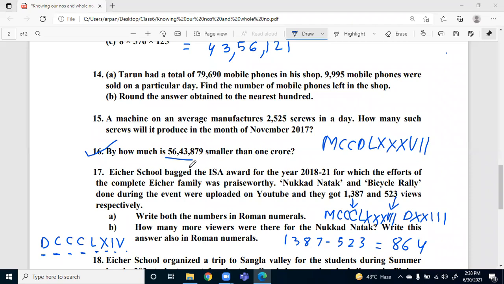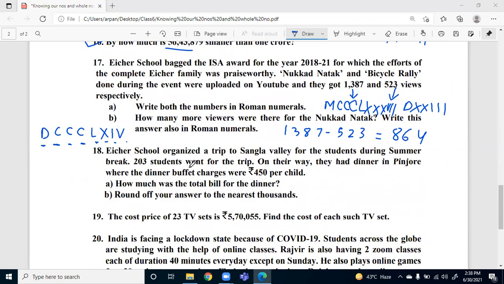Okay, so let's get ready. No hurry for question number 18. I am reading. Please lower your hand, then raise it up if you know. Aishar School organized a trip to Sangla Valley for students during summer break. 203 students went for the trip. On their way, they had dinner in Pinjore, where the dinner buffet charges were 450 per child. How much was the total bill for dinner? So whoever is ready, just raise your hand and explain it also.